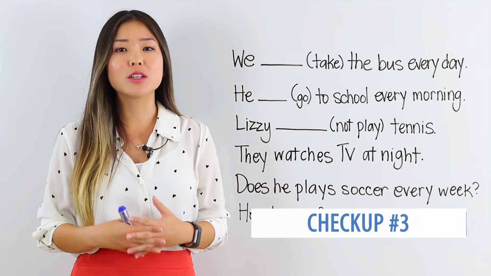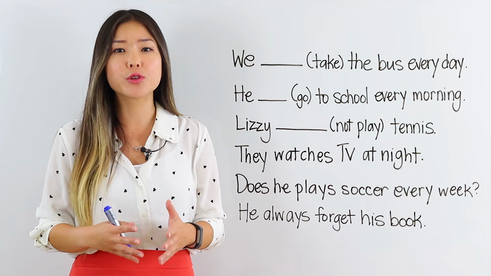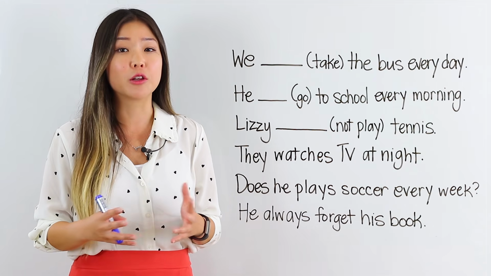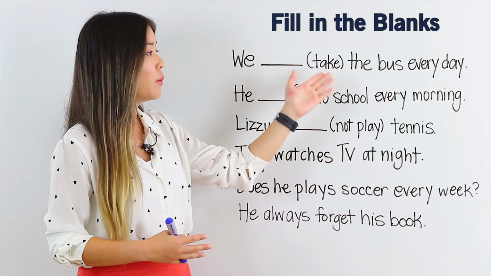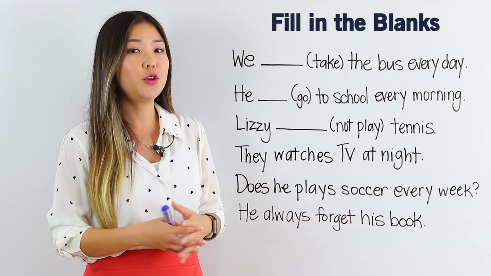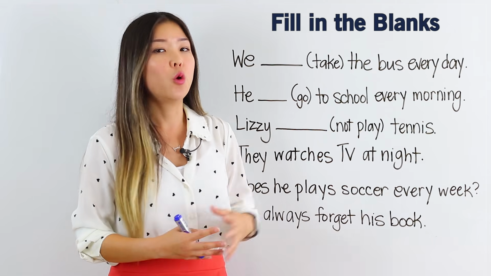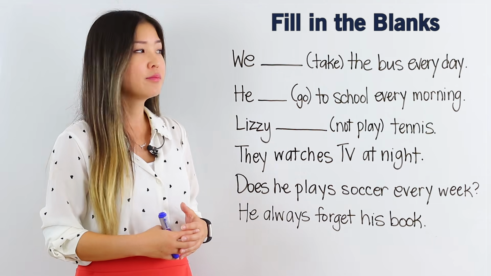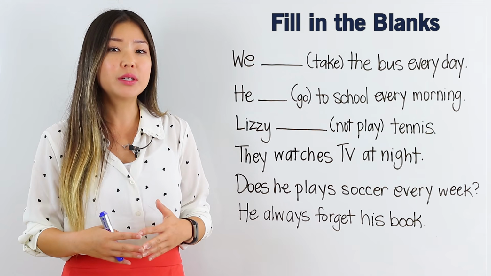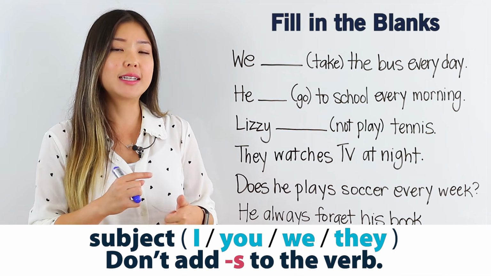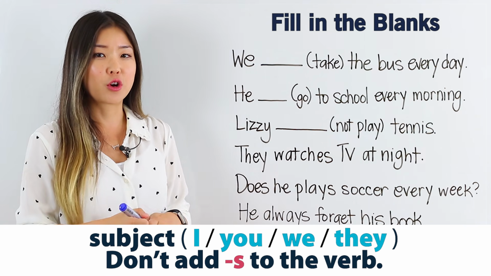For this next practice, we're taking a look at routines. Remember, the present simple tense can be used to describe events that happen regularly. Let's take a look at the first sentence. We blank the bus every day, and I want you to use the verb take. Here we see the clue word every day, which shows that this is a routine. The subject of this sentence is we. In the present simple tense, remember, if the subject is I, you, we, or they, we do not change the verb.